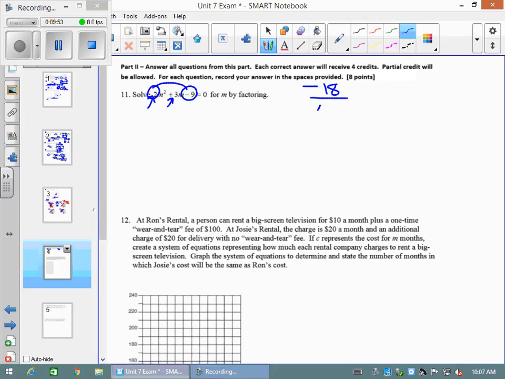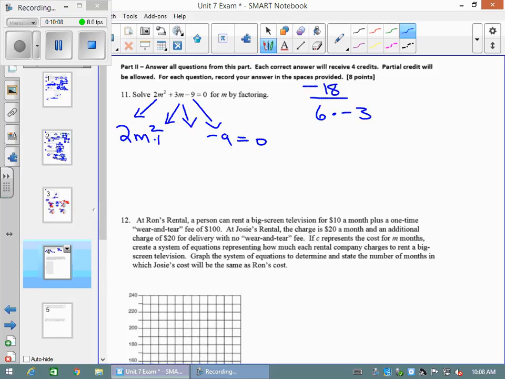So now that you know what those factors are, you're going to take your first term and bring it down. Take your last term and bring it down. And split your middle term up into two equivalent terms, positive 6m, negative 3m, because positive 6m, negative 3m really equals your original 3m. It's just now that you have an equation with 4 terms on the left side instead of 3, which is going to allow you to factor by grouping.